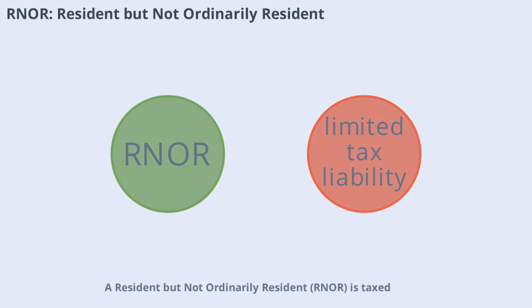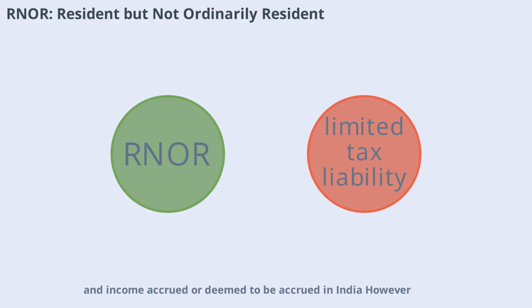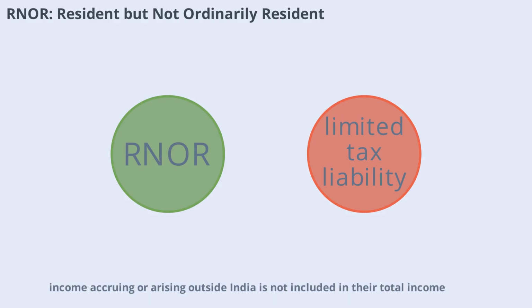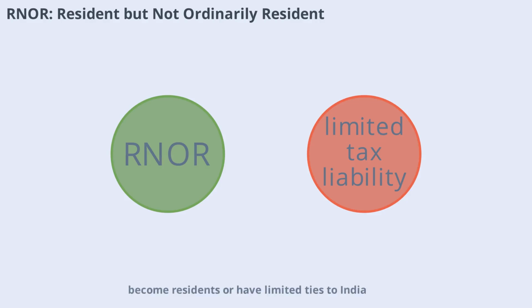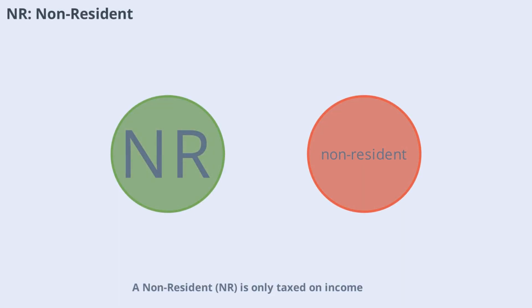Resident but not ordinarily resident (RNOR) is taxed on income received or deemed to be received in India, and income accrued or deemed to be accrued in India. However, income accruing or arising outside India is not included in their total income. This status is for individuals who have recently become residents or have limited ties to India. Non-resident (NR) is only taxed on income received or deemed to be received in India and income accrued or deemed to be accrued in India. Foreign income is not taxable for non-residents. This status is common for individuals who live and work outside India for most of the year.